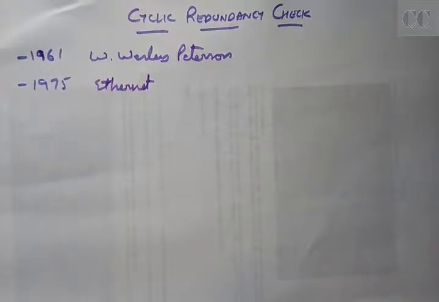This is based on the concept of the division of binary numbers. We all know the basic division of binary numbers takes place using the logic table of the XOR operation. So that is how it works. Now we'll be explaining how the cyclic redundancy check is implemented.